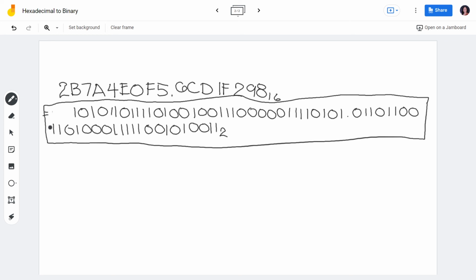So as you can see, it's very easy to convert hexadecimal to binary because the basis of this number system are both powers of 2.